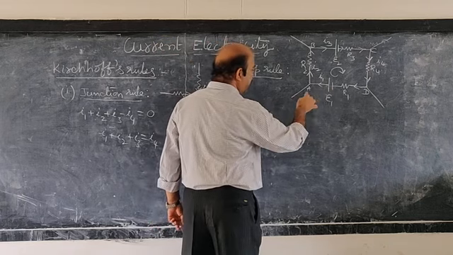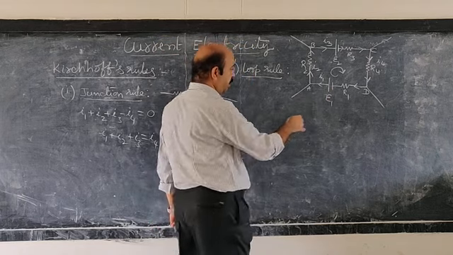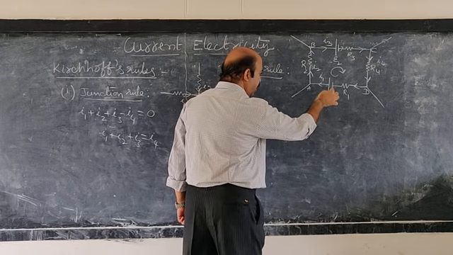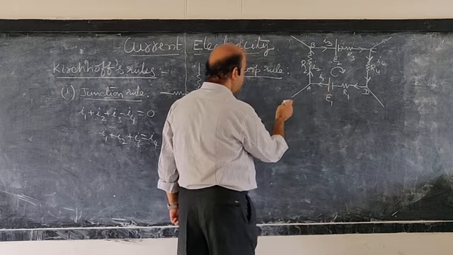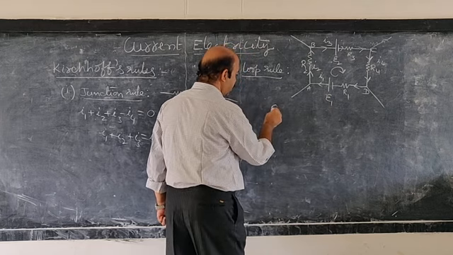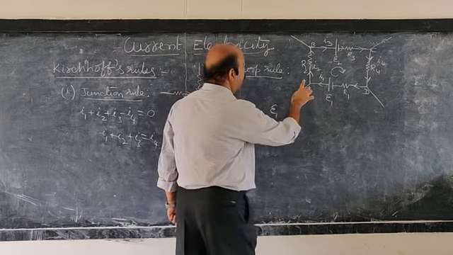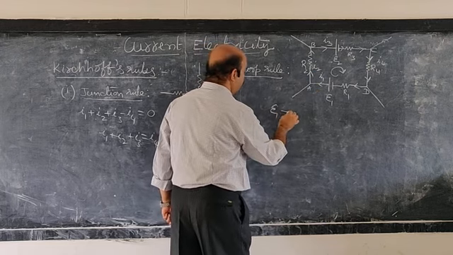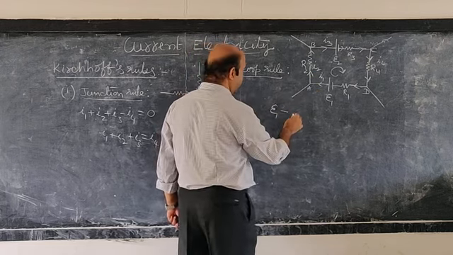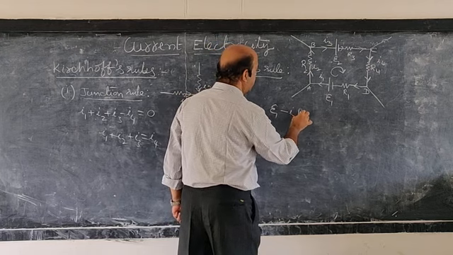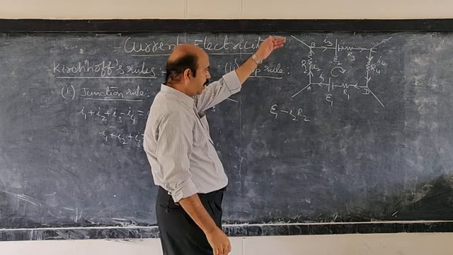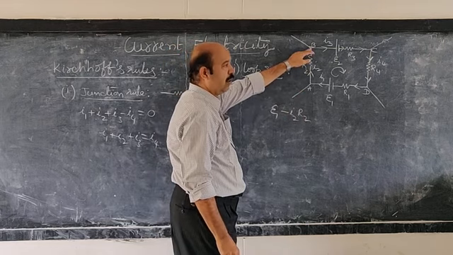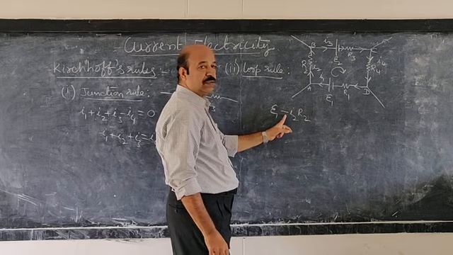See, current is being discharged from this cell E1 of EMF E1. Therefore, the current will be from negative terminal to positive terminal in this cell. Therefore, I will give positive sign. So E1 positive. Then I will go like this, so from higher potential to lower potential. So I think the voltage is decreased. So minus I2 R2. So potential difference I have taken it as negative here. Higher potential, lower potential, there is a drop. So I do negative sign.